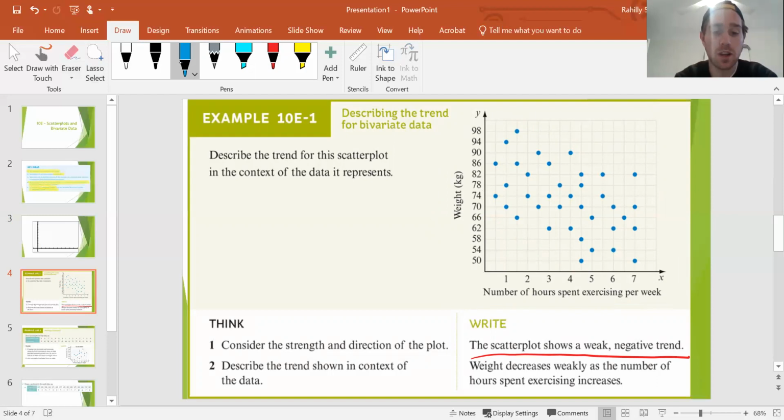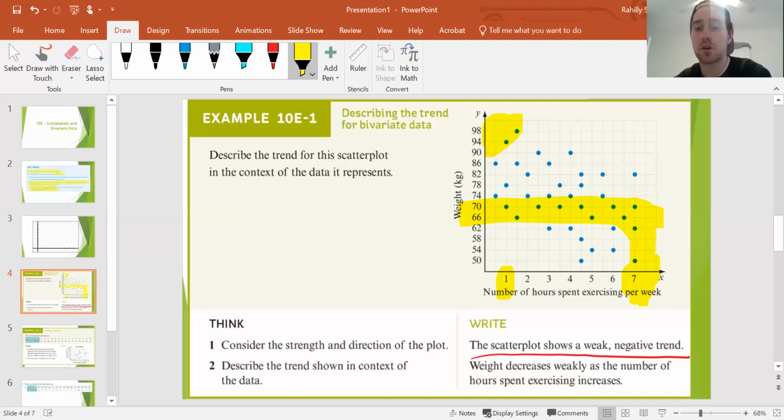And then describe the trend shown in context of the data. So our context is our number of hours spent exercising compared to the weight in kilograms. So to describe it, the weight decreases weekly as the number of hours spent exercising increases. Okay, so if you're exercising more, you're going to be down this end, and more often than not, it's going to be on the lower scale of the weight. So the less you exercise, the higher you're going to be up.